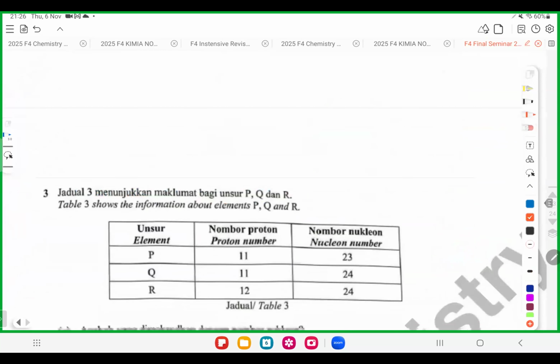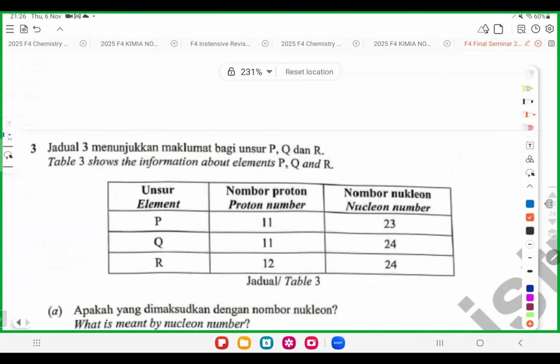Okay, next one. Okay, so here we go. Table 3 shows the information for three elements P, Q, and R. What do we mean by nucleon number? So if this question comes out in your SPM next year, what is the answer you will write? If the question asks, what is meant by nucleon number, what will you write? Come on, guys, let me know your answer in the chat box. I hope to see at least 5 answers in the chat box.